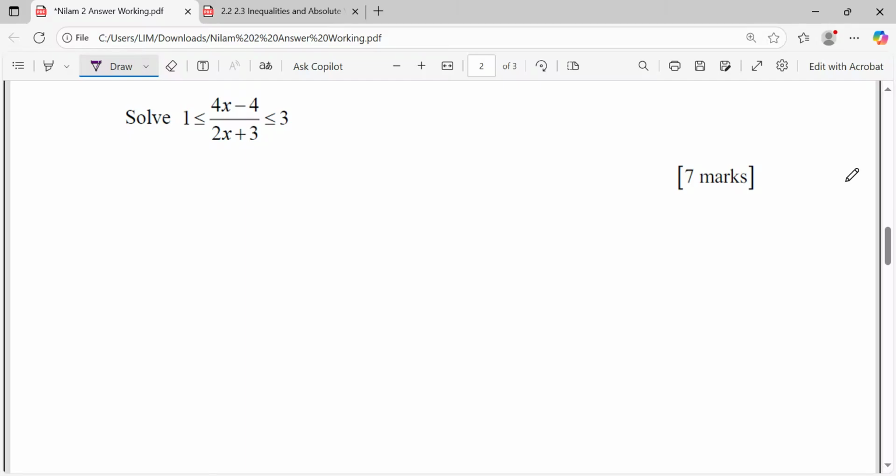Hi everyone. In this video, we're going to solve this combined inequality. Why do we say this is a combined inequality? As we can see, we have two inequalities combined together. Firstly, we have 1 less than this rational, and then this rational is less than 3.